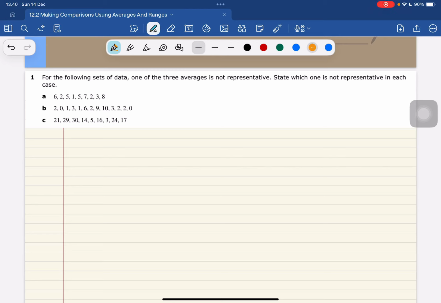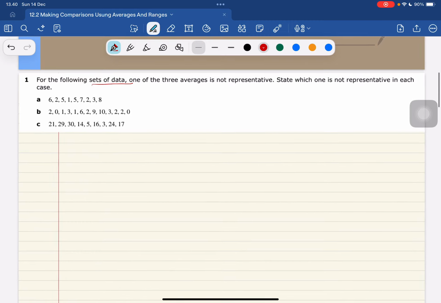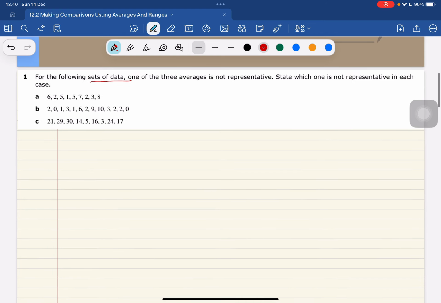Hi, in this video I'm going to solve a practice question for making comparisons using average and range. For the following set of data, one of the three averages is not representative. State which one is not representative in each case. Okay, we'll find it. So as addition, we have to find the mean, median, and mode at the beginning.